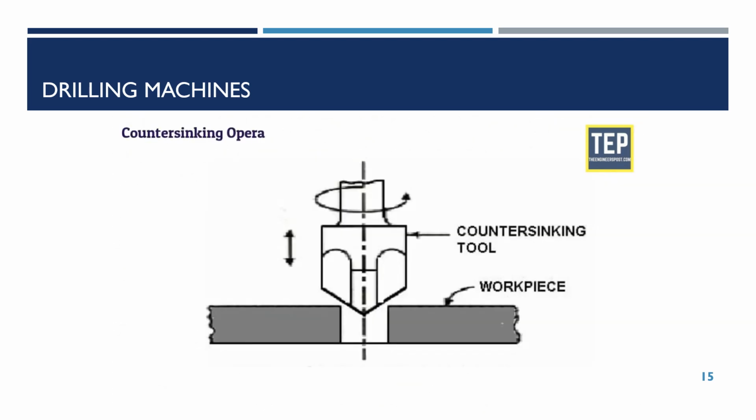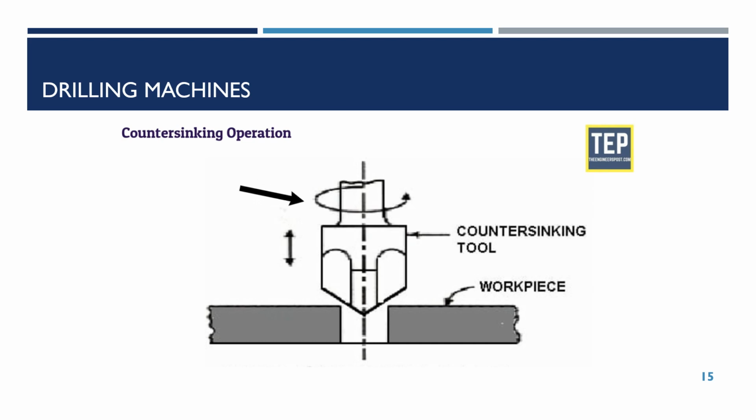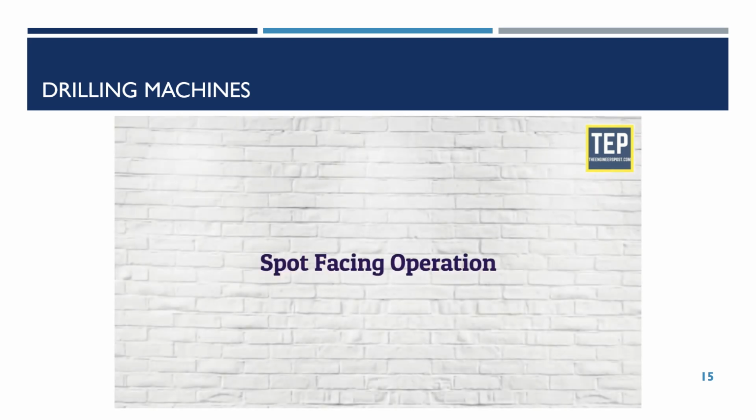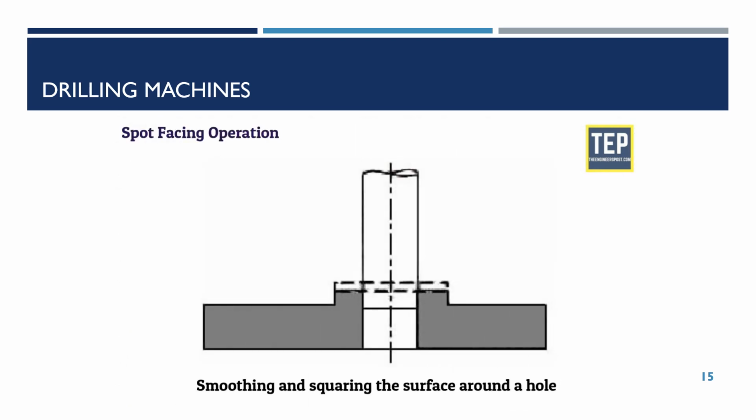Countersinking operation. Countersinking is the operation of making a cone-shaped enlargement of the end of a hole to provide a recess for a flat head screw or countersunk rivet fitted into the hole. The tool used for countersinking is called a countersink. Spot facing operation. Spot facing is the operation of smoothing and squaring the surface around a hole for the seat for a nut or the head of a screw. A counterbore or a special spot facing tool may be employed for this purpose.